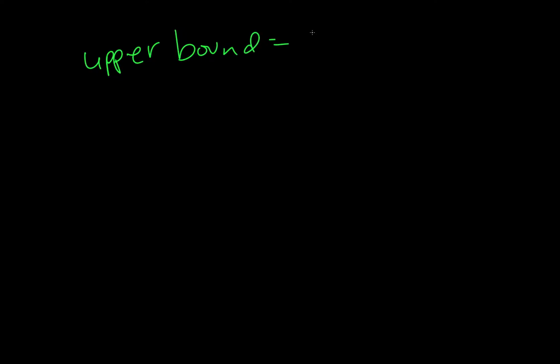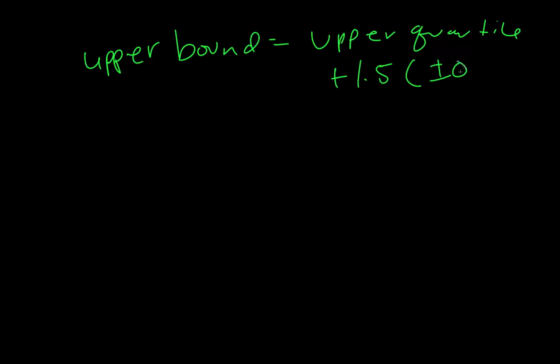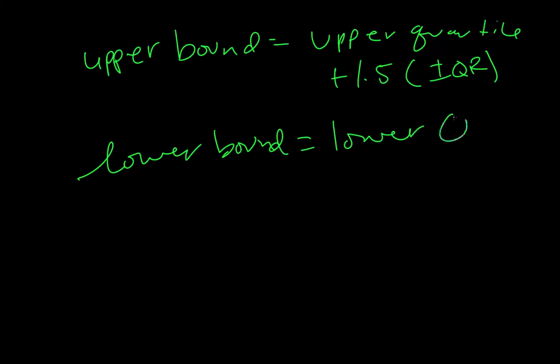It's going to be equal to the upper quartile plus 1.5 times the IQR, or the interquartile range. Now the lower bound is similar. So lower bound is lower quartile minus 1.5 times the IQR. Okay, so we're going to use this for this next example.